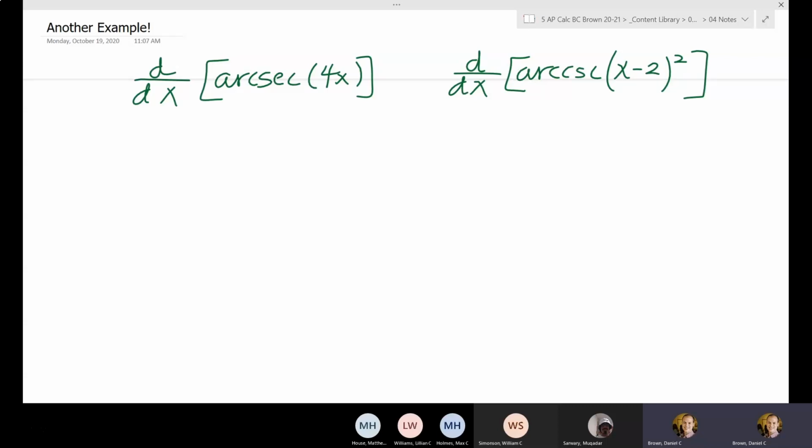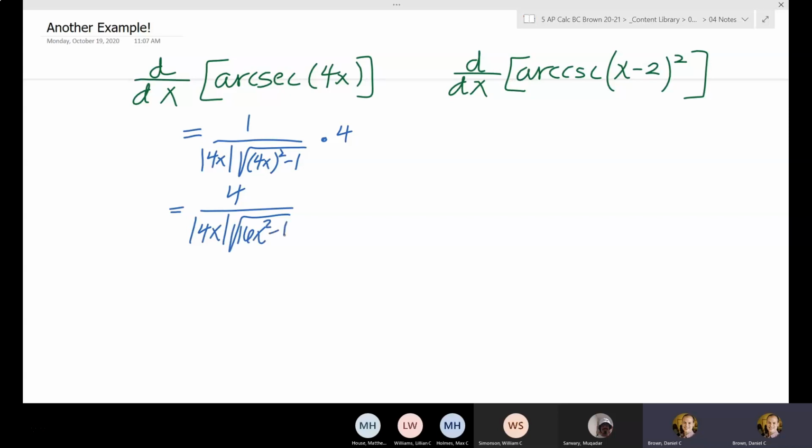So this first one, if you're taking the derivative of arc secant, so arc secant is the positive one. So you have the absolute value of the inside times the square root of the inside squared minus 1. Don't forget the chain rule. The derivative of that inside, the derivative of 4x is just 4. So you can just write this one as 4 over the absolute value of 4x on the square root of 16x squared minus 1. Do want to be careful when you're simplifying that one.